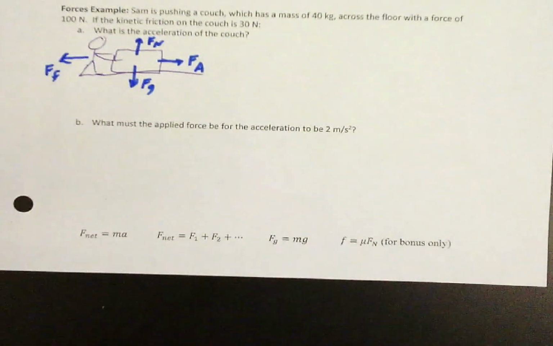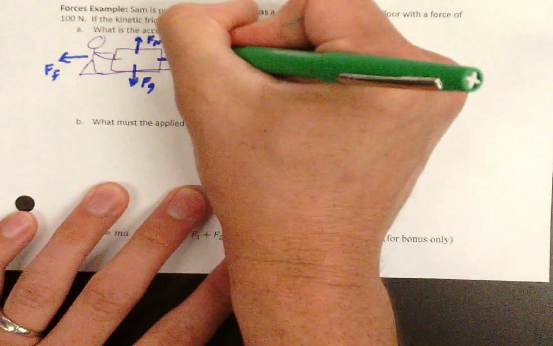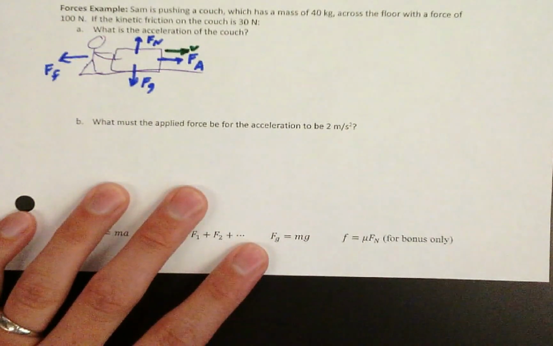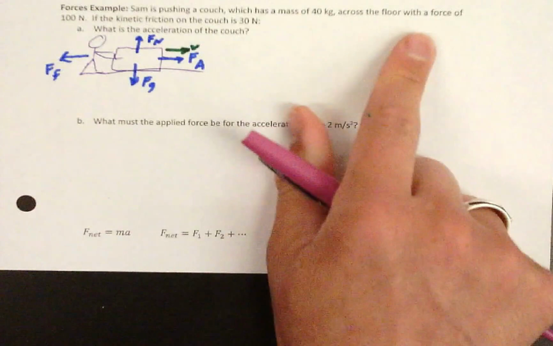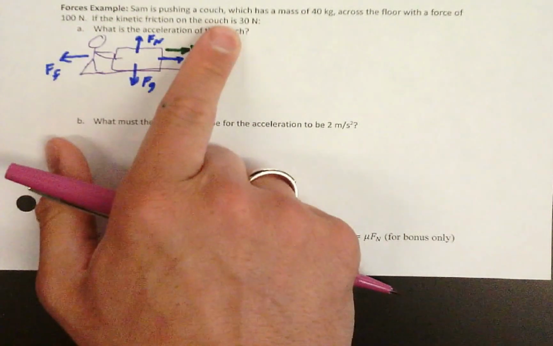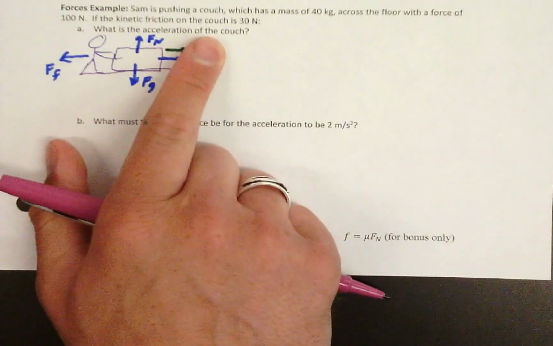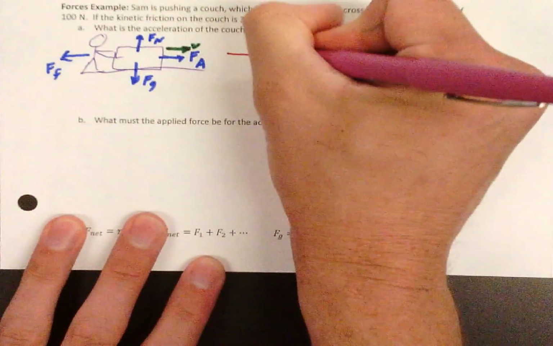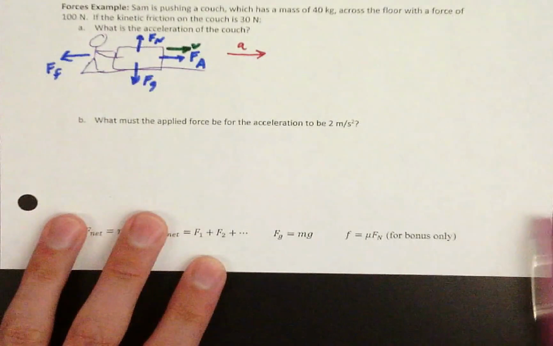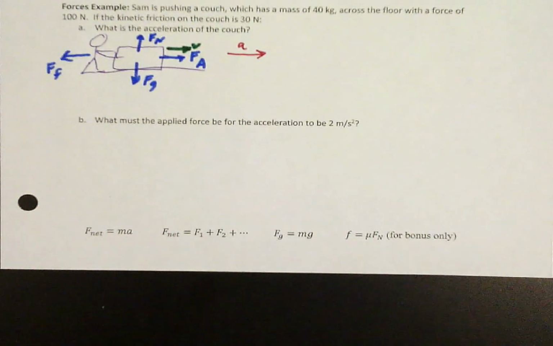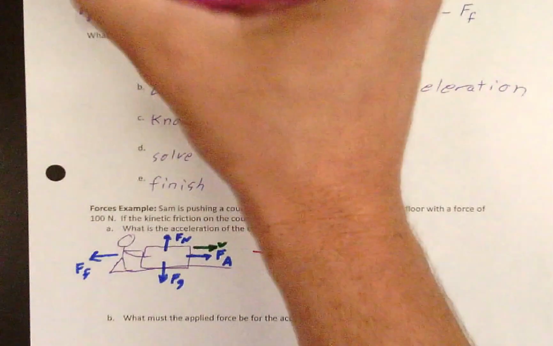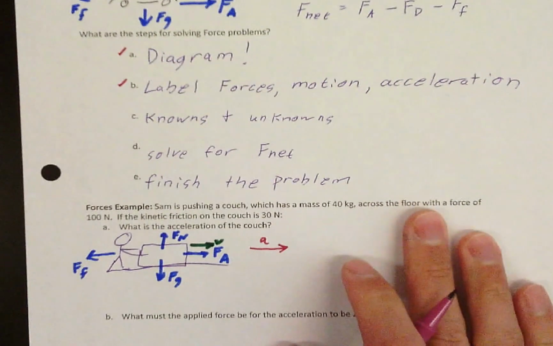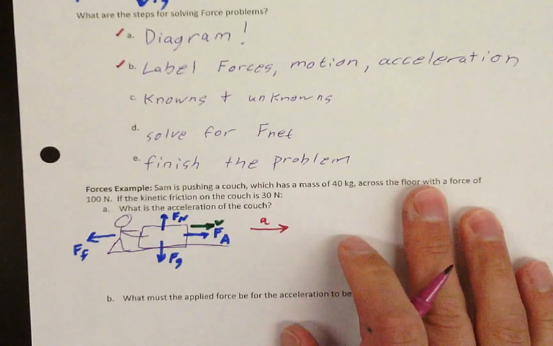Okay, then we need the motion. So the velocity, it's traveling this way. And then we need the acceleration. Well, Sam is pushing at 100 and friction is 30. So there's not as much friction as there is forward force. So it's going to change forward. So there's A checked off, B checked off. I drew the diagram, I labeled the forces, the motion, the acceleration.